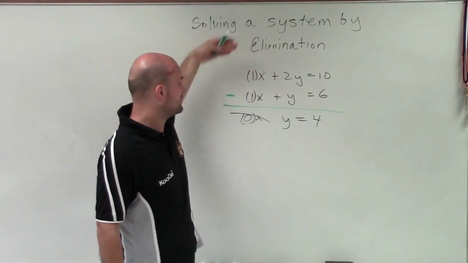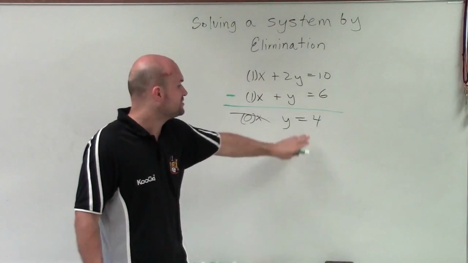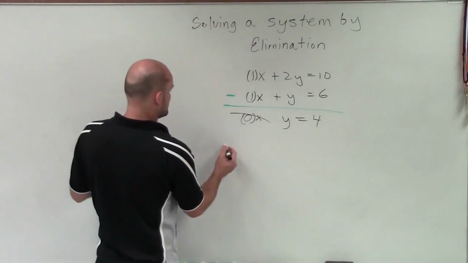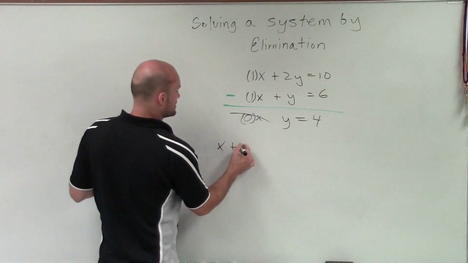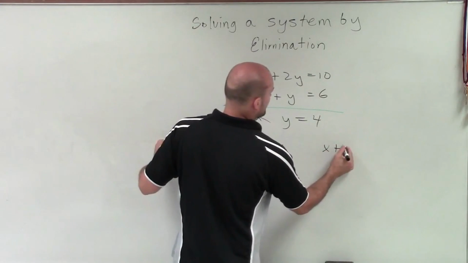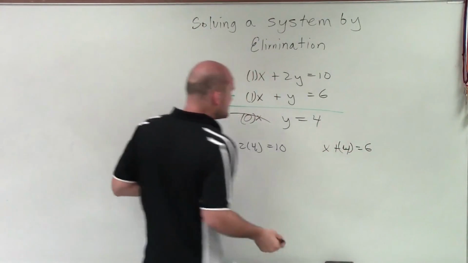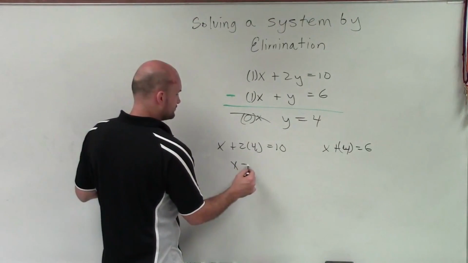So now to find the value of x, I need to choose one of my equations, the top or the bottom. And it doesn't matter which one you choose. If I say x plus 2 times 4 equals 10, or if I say x plus 4 equals 6, it doesn't matter which one you use.